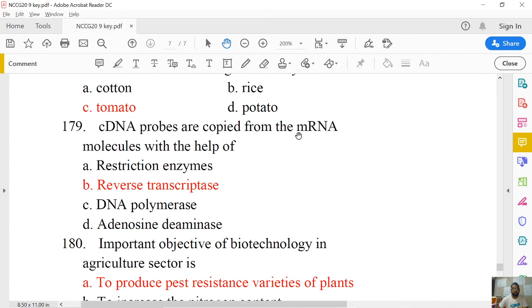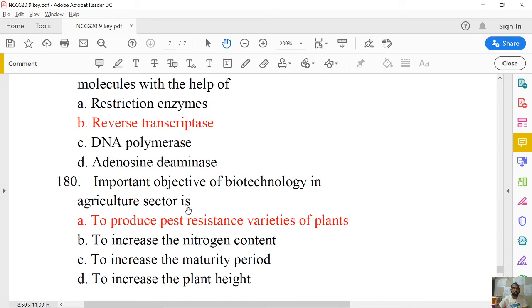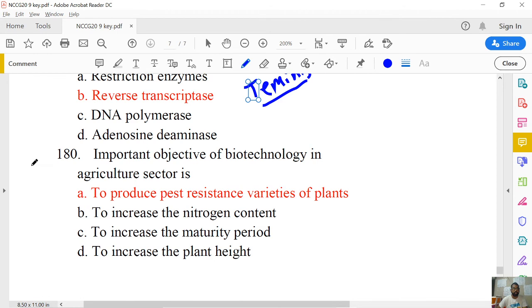cDNA probes are copied from mRNA. As we have already seen, the mRNA will be taken and reverse transcribed to produce the copy DNA or complementary DNA, using reverse transcriptase. Reverse transcription is also called Teminism, just for additional information, after the name of the scientist Temin, who identified the reverse transcription process.